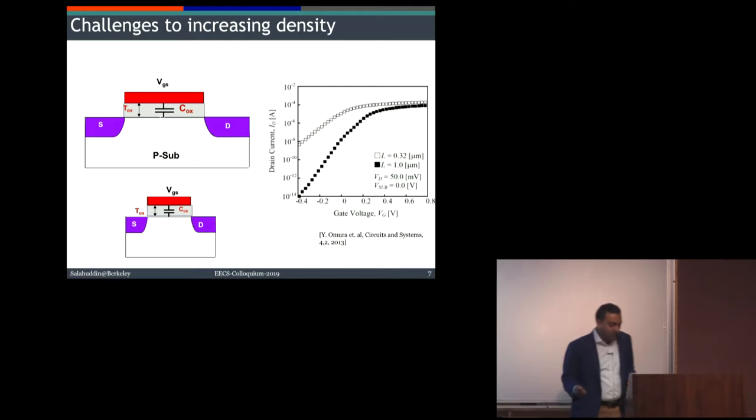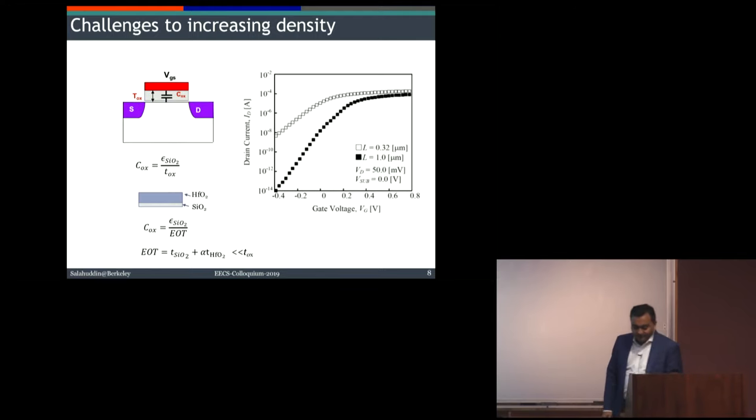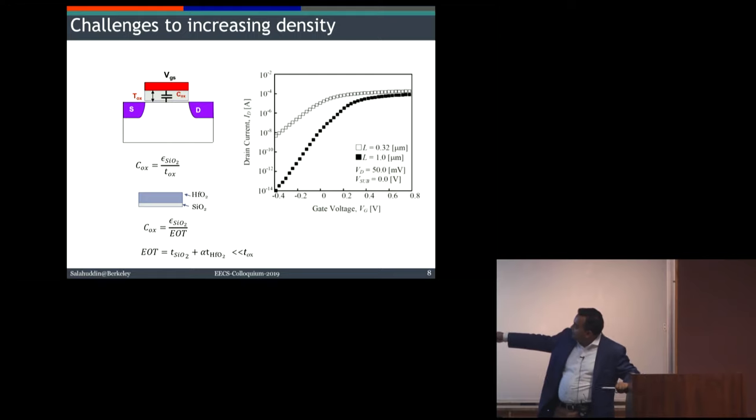So how do I solve this problem? Of course, somehow I have to make my gate stronger, and the way people looked at this problem is that to make the gate control stronger, I have to increase COX somehow. So how do I increase COX? Capacitance, very simple. I have the permittivity of the material divided by the thickness of the material. If I want to increase COX, I want to reduce the thickness of the dielectric. But even 20 years ago, we reached a thickness of around 1 nanometer. And 1 nanometer is just 2 unit cells. So you cannot really go down further below that.